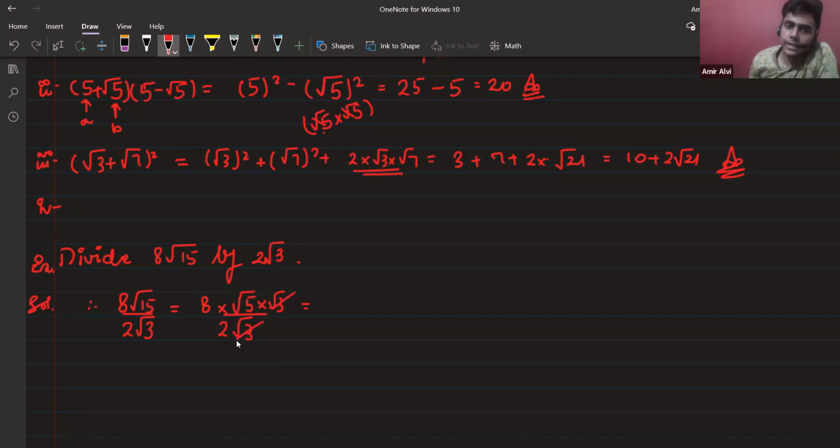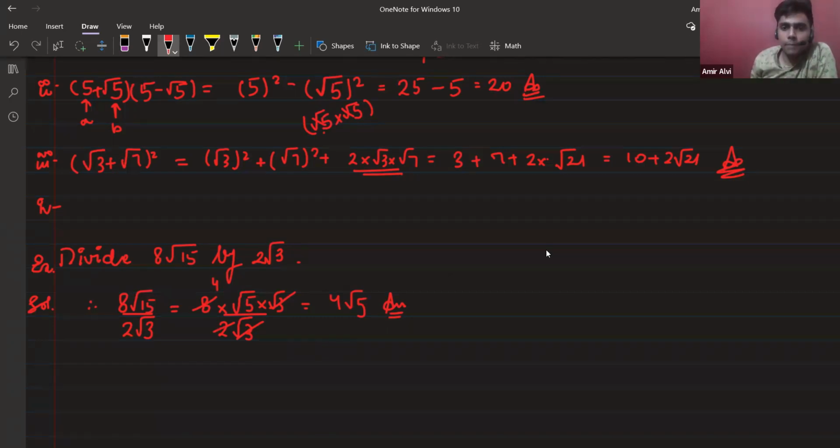Very good. Next thing, we can cancel 8 and write it as 4, and 2 cancels and write 1. Very good, which means that 4 root 5 is left. So do you know how to perform division? Is there any difficulty? You have done the multiplication. If you are clear with multiplication, then division will be very much clear to you. Is this clear?